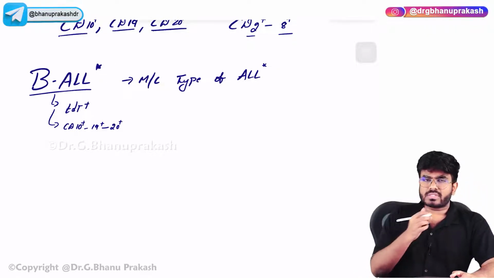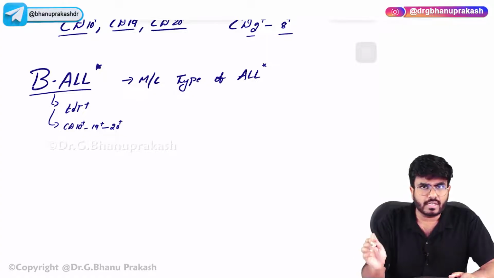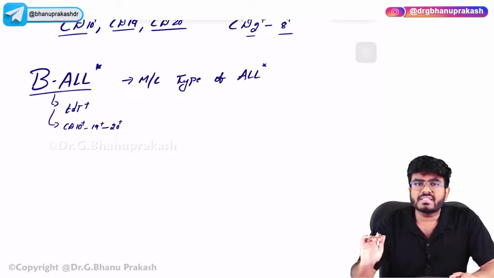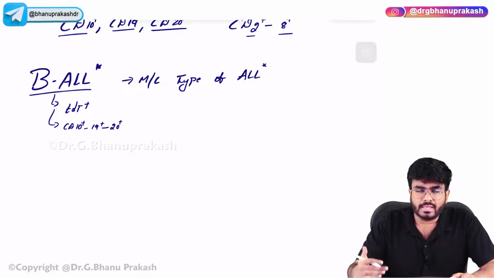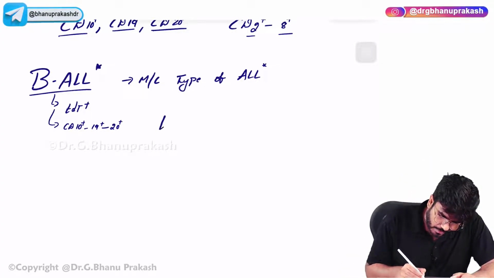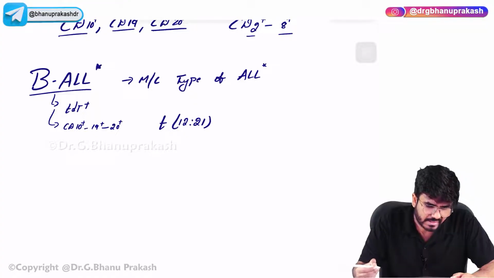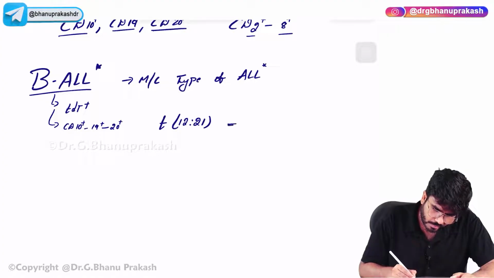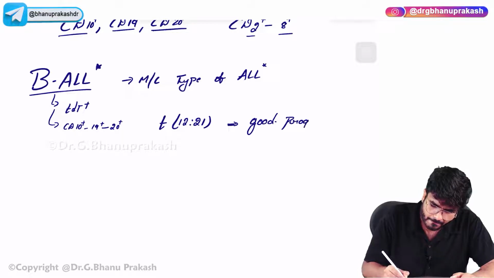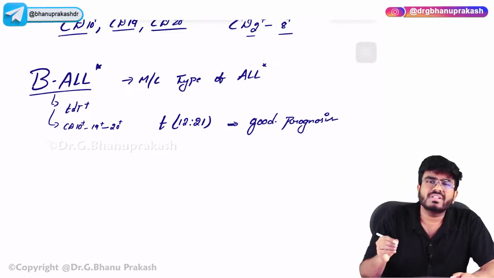Now I have said the prognosis is usually good, but the prognosis is based on cytogenetic abnormalities. If there is a boy who is having this BALL because of a translocation, for example translocation 12;21, if this is the translocation that is there, that's going to have the good prognosis. The 12;21 translocation is going to show good prognosis, and this is usually seen in the children.